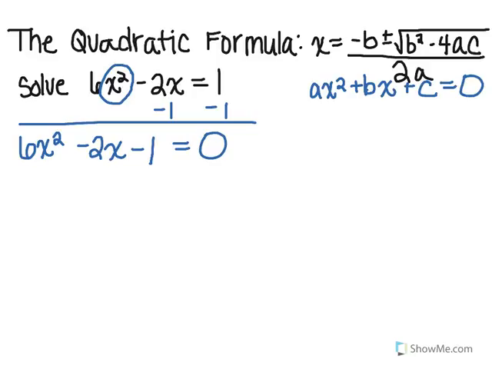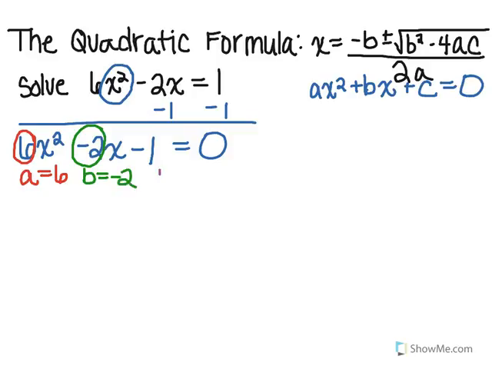So once I have 0 on one side, then I can identify the a, b, and c terms. So the a term is always the term in front of x squared, so I've got a is equal to 6. b is always the number in front of x, I guess I shouldn't say term. So in this case, the number in front of x is negative 2. So you get b is equal to negative 2.